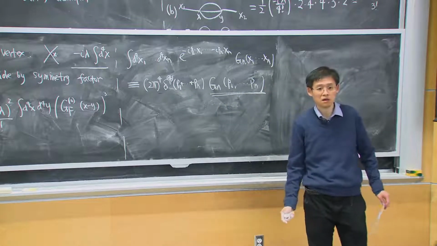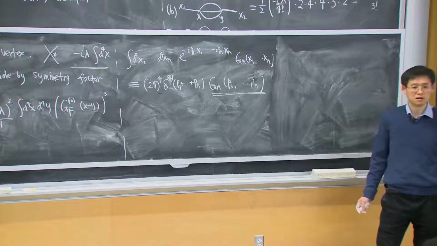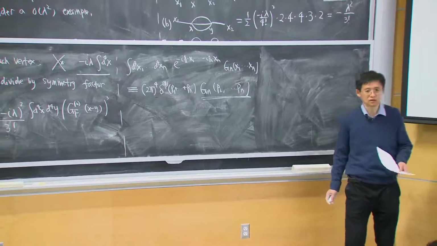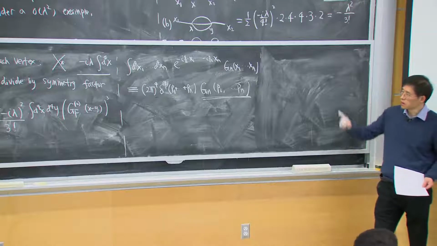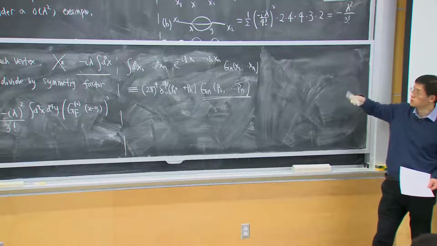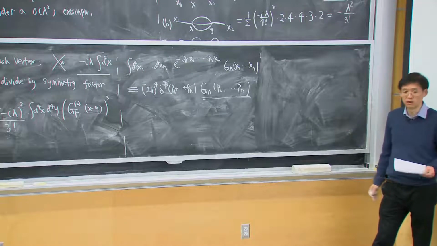For the Feynman rules, shouldn't we also restrict to connected diagrams? Oh yeah, we will talk about that later. Here I'm just talking about the general rule, and then we will talk about the finer points, how to enumerate all possible diagrams. Yeah, thank you.